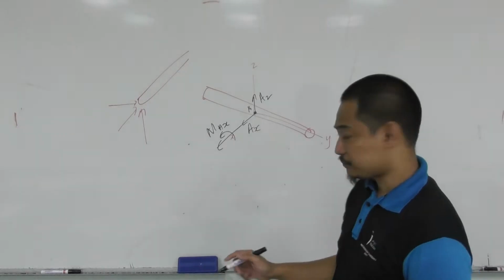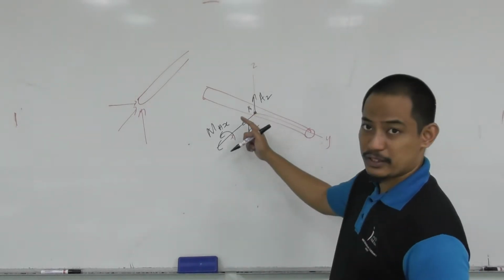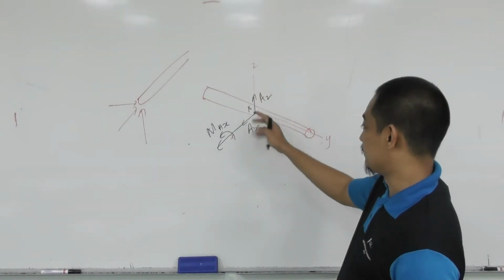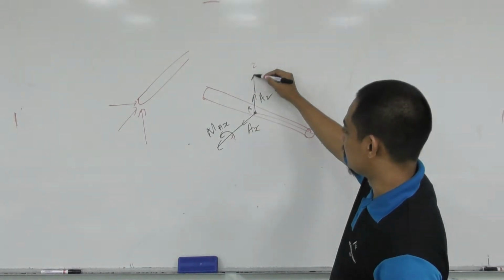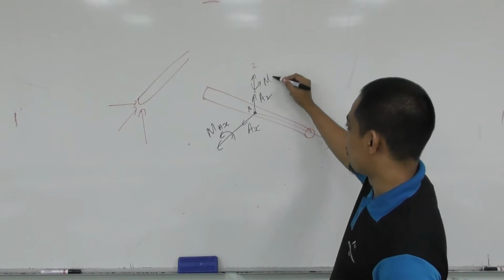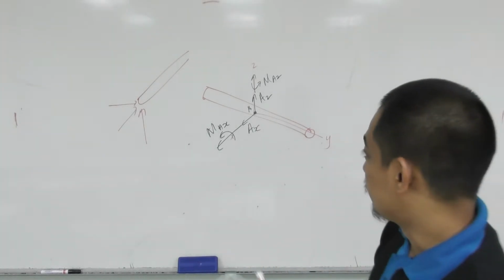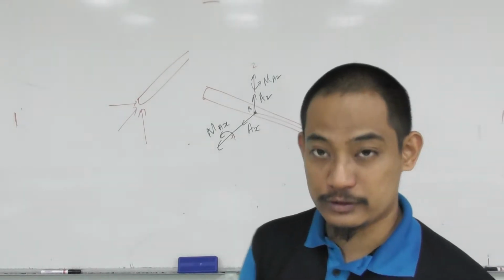Max. Does it prevent any movement in y? It does not. Does it prevent any rotation about z? Yes, it does. So you have MAZ. So that will be the free body diagram of a journal bearing.